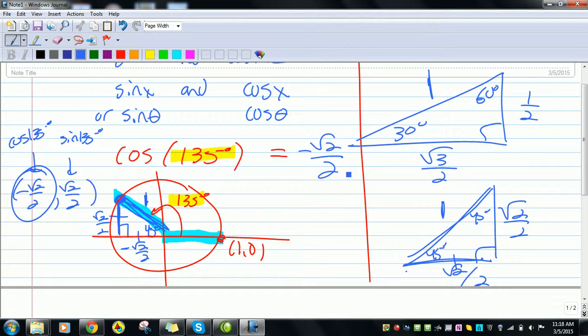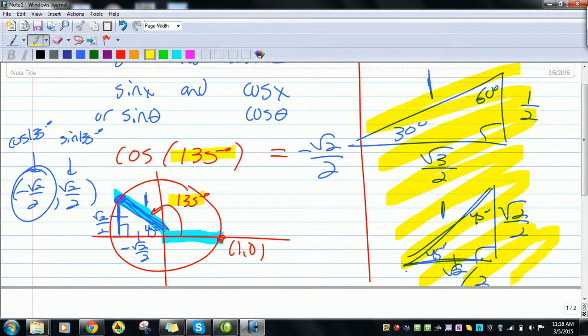So what I want you to do, I'll post the assignment on Canvas, but what I want you to do is make sure that you're able to use these triangles over here. So copy them down, put them in your notes, put a rectangle or circle around them. We're going to go back to that over and over again.